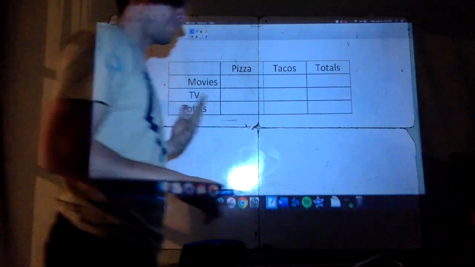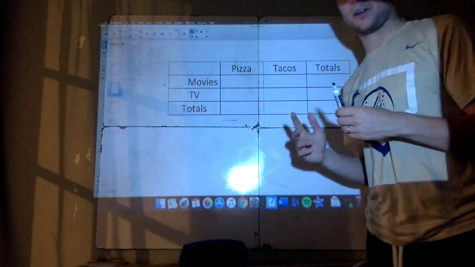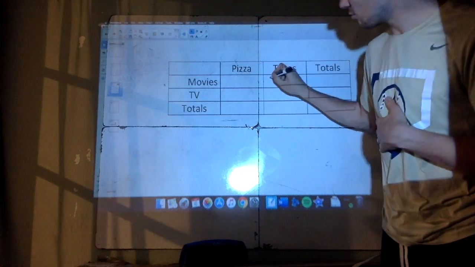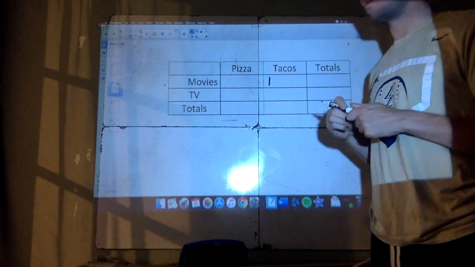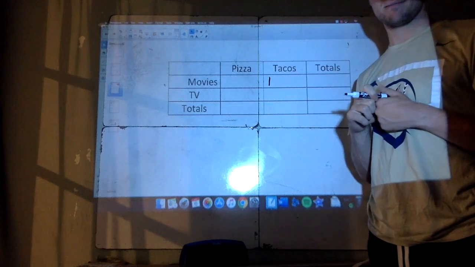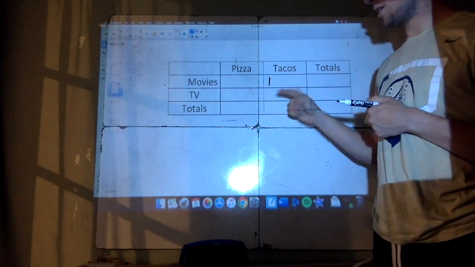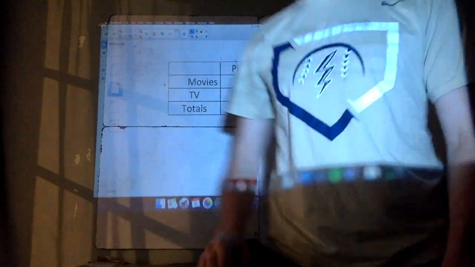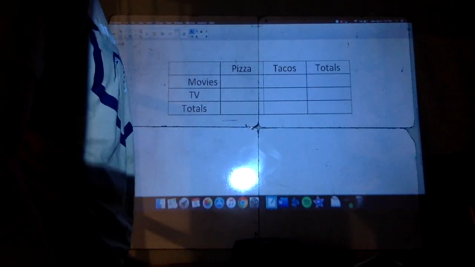So personally, I prefer tacos and a movie. So I'm going to go right here. Tacos and movie, that's where my data would be. So you would have to fit in one of each of these categories. So we're going to use our data from above to fill some of this in, to organize our thinking.